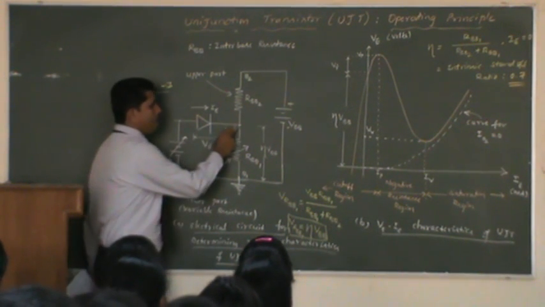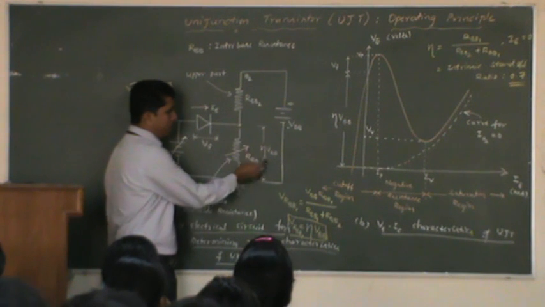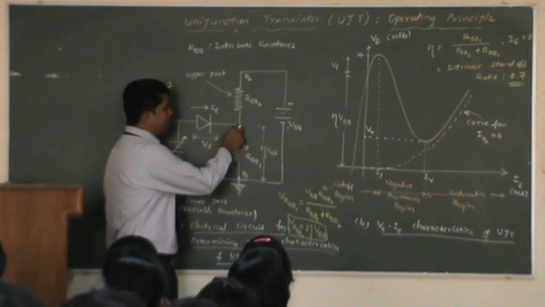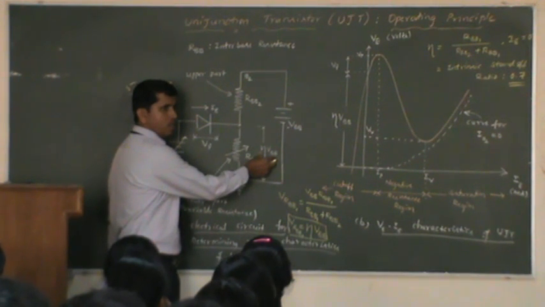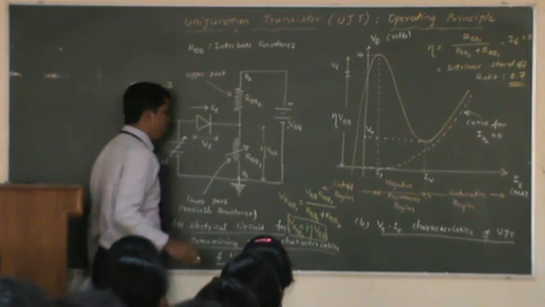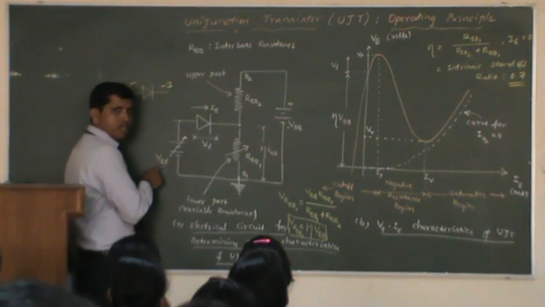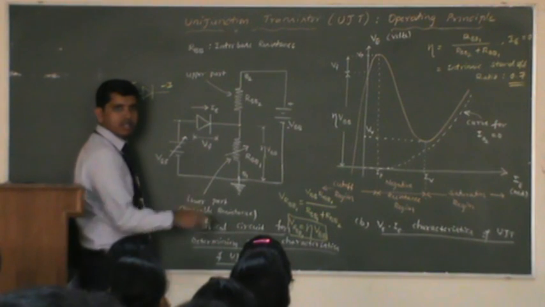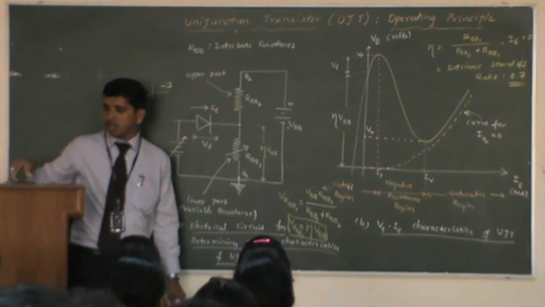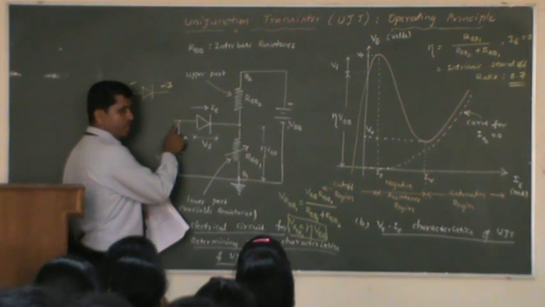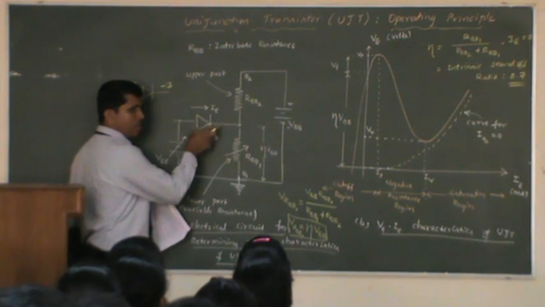But look here. Because this point is already at ground, the voltage at this point must be equal to this, which is nothing but eta VBB. Now the question arises: what voltage must you apply here from the supply so that this diode is forward biased? Do you understand my question? What voltage must I apply here so that this diode is forward biased?